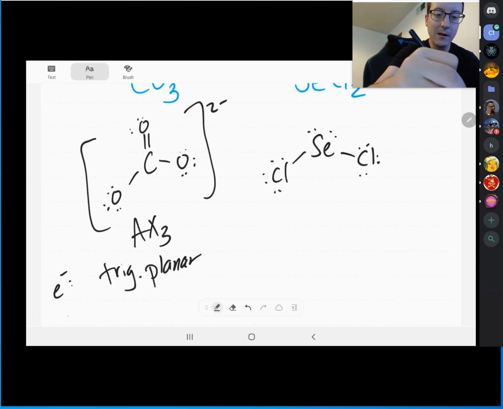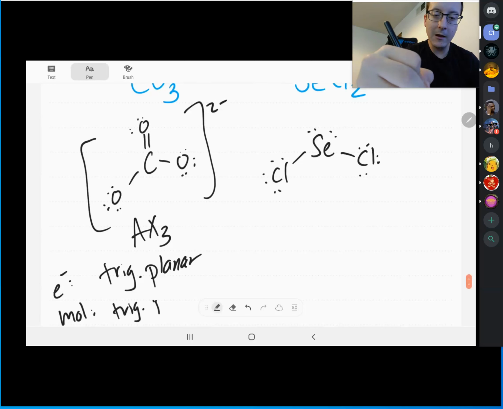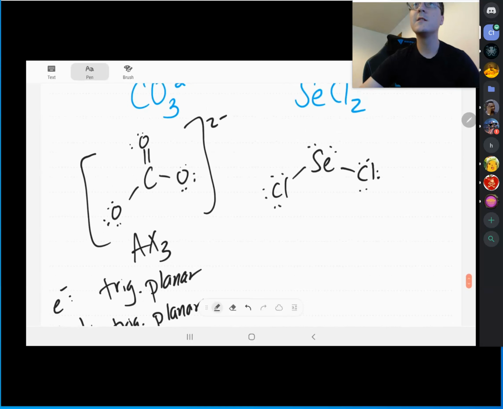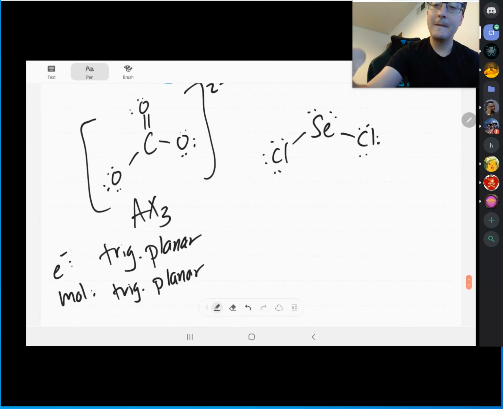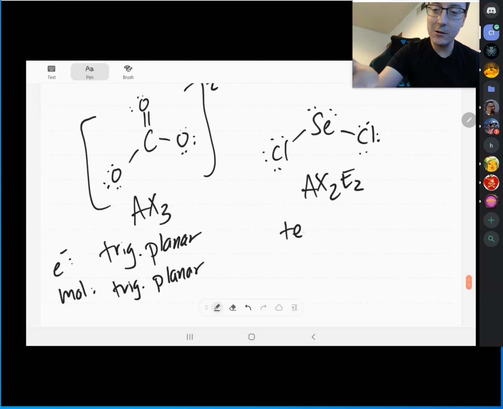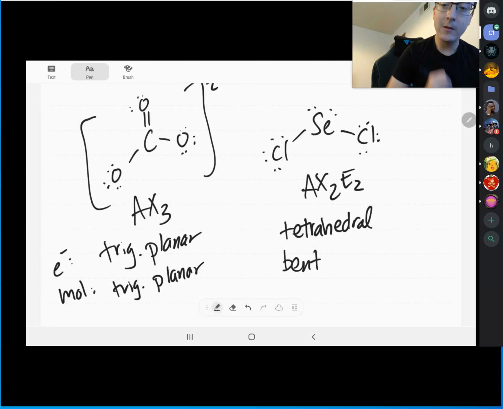So it's electronically and then molecularly trigonal planar. Very nice. Wow. Very nice. So that is tetrahedral. And that is bent. Very good. So again, electronically tetrahedral, but molecularly bent.